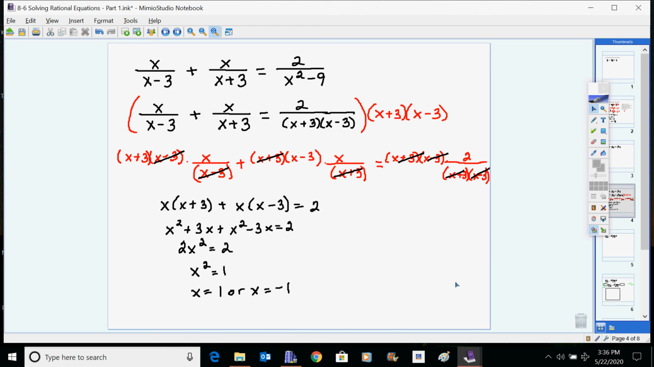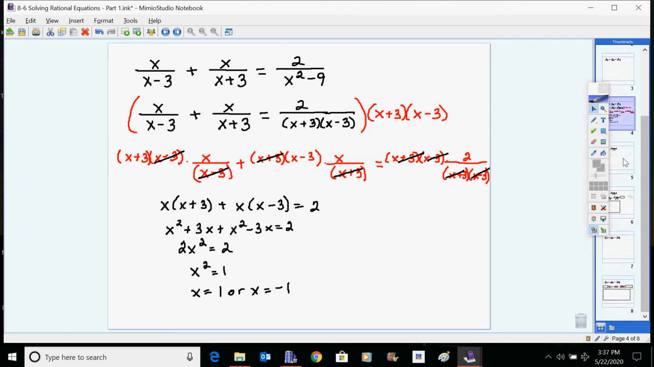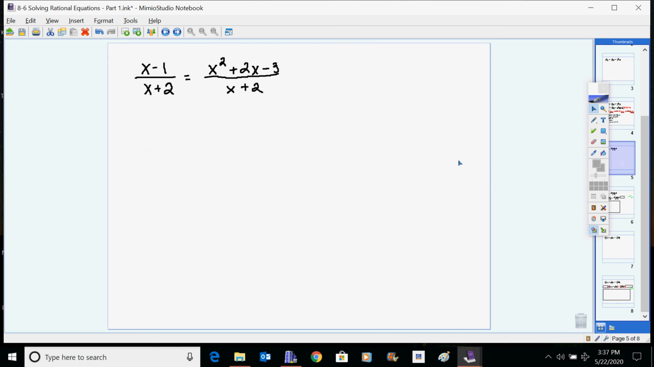Now you do want to do a quick check at the end just to make sure that it's not one of those illegal denominators. 1 or negative 1, neither one of them is going to mess you up. But that's a fantastic way of doing it. Now there are a couple of other little things that come up, so please don't just turn this off right now, okay? All right, let's take a look at this one.